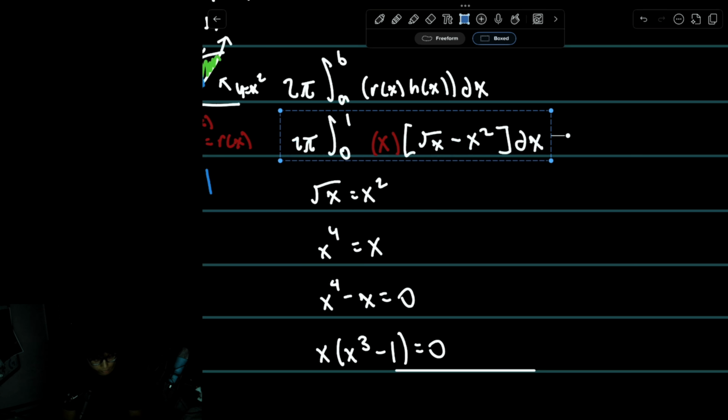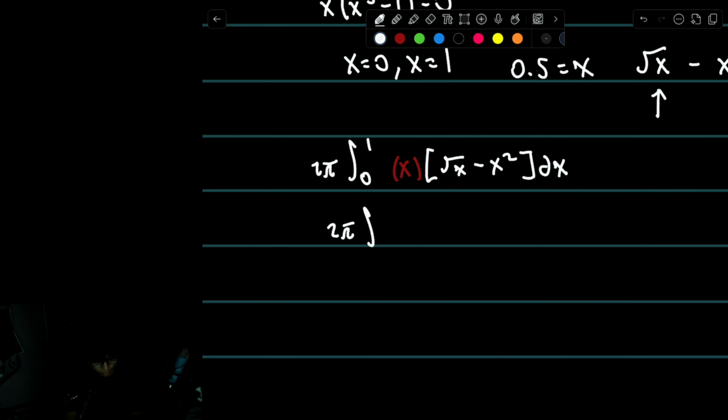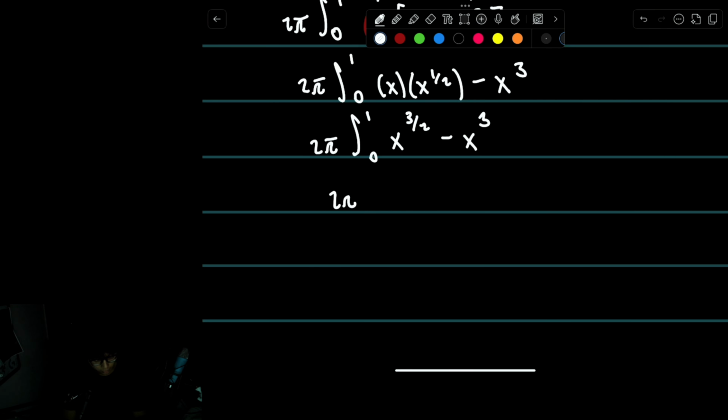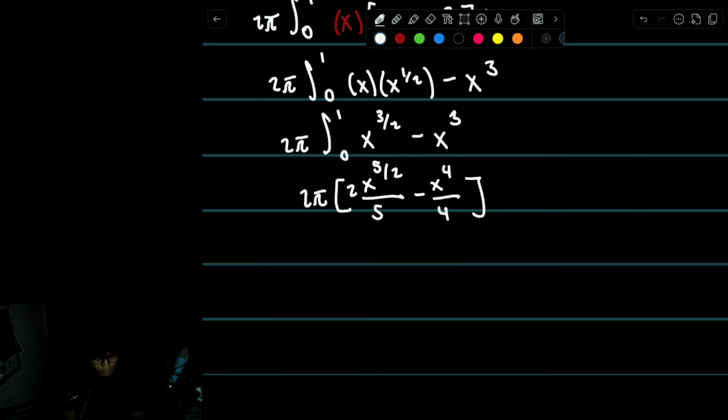Now we can bring this little integral down here and solve for it. So we will simplify the integral, and x times the square root of x is the same as x times x to the 1/2, and then we will subtract x times x squared, which is the same as x cubed. We end up getting x to the 3/2 minus x cubed, bounded by 1 and 0, times 2 pi in the end, and then we can integrate. And with our integration, we end up getting 2 pi times 2x to the 5/2 over 5 minus x to the 4th over 4, bounded by 0 to 1.